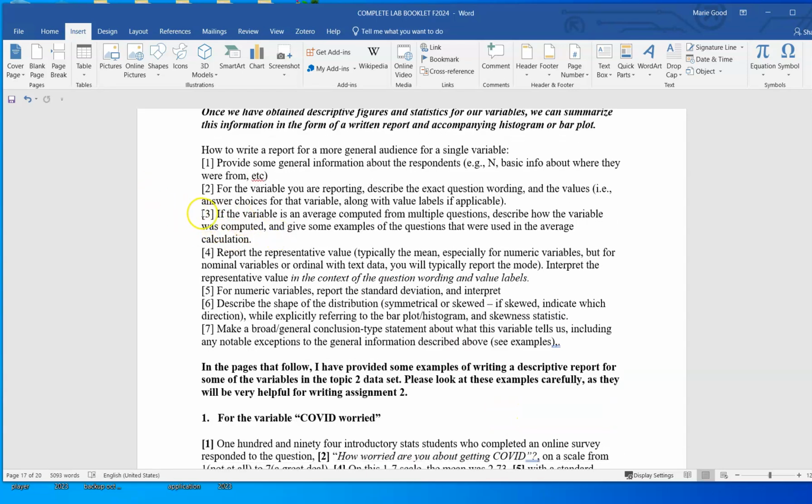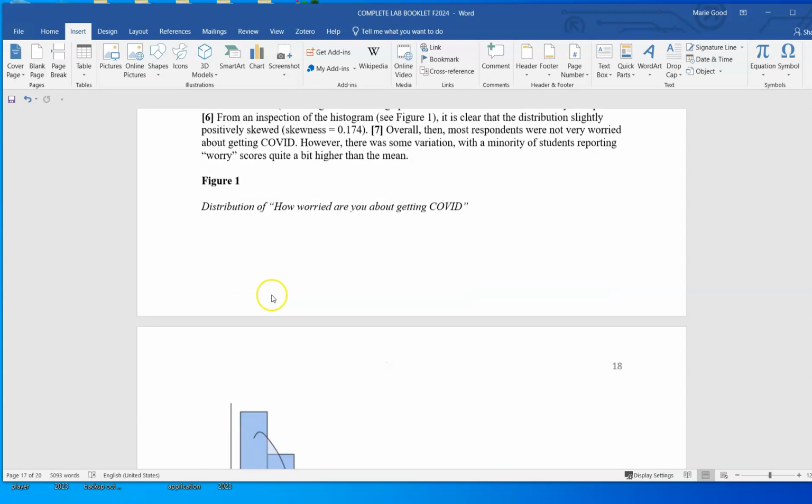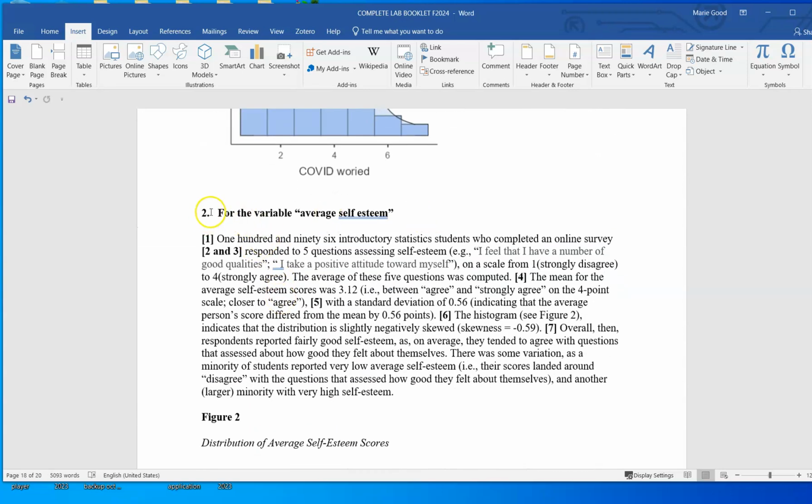Number 3 is only applicable if the variable is an average computed from multiple questions. So that's like the average self-esteem variable we were working with before. If the variable you're reporting on is a computed average variable, then you want to describe how the variable was computed and give some examples of the questions that were used in the average calculation. That doesn't apply to the COVID worried variable because that's a single variable, but you can see in the second example that I've given you, that is the average self-esteem variable.